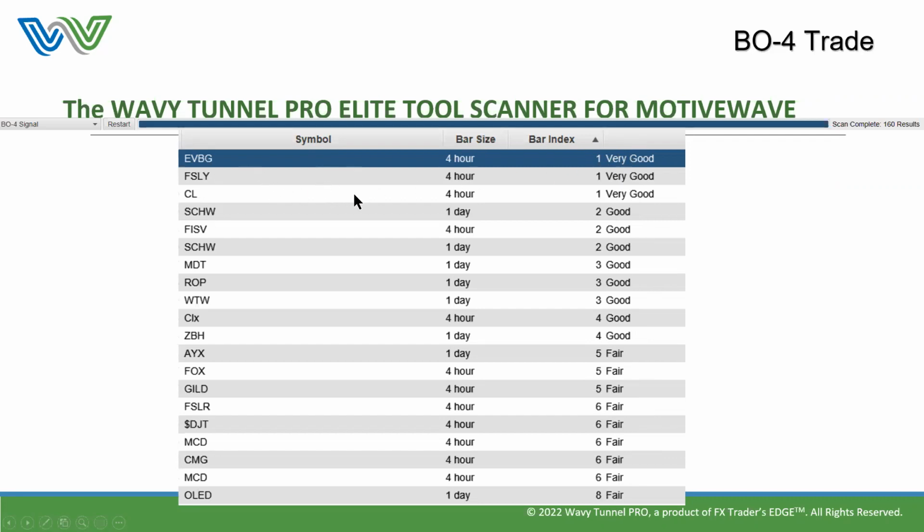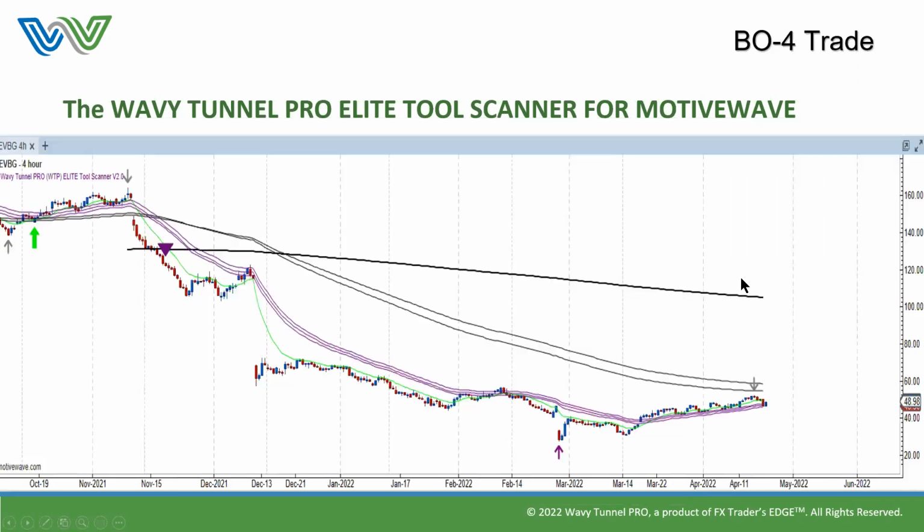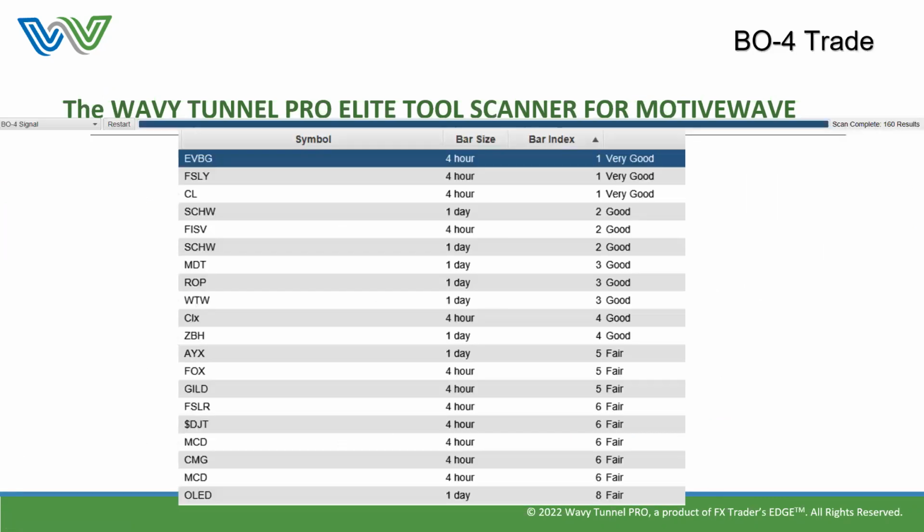So I ran this also on 500 S&P stocks, and these are the bar sides. I ran it on the daily, the 4-hour, and I think the hourly on the breakout 4 trade. So this is one example. Now, one of the things that you have to keep in mind is on Motive Wave, you don't know if it's a bearish trade or a bullish trade.